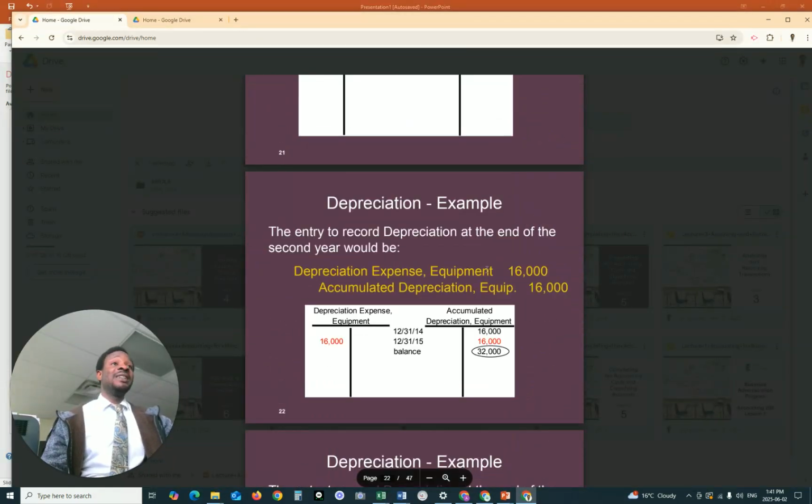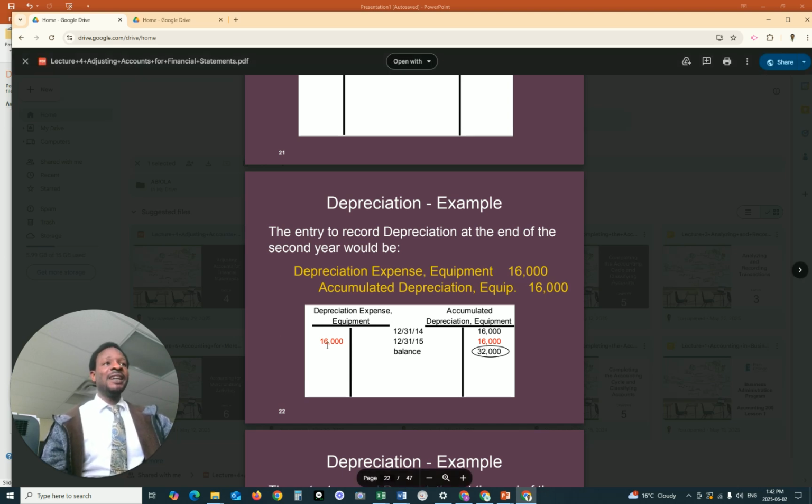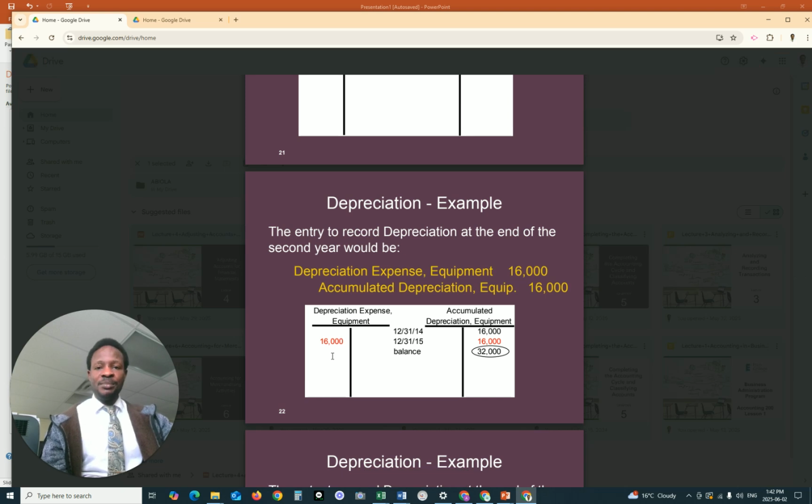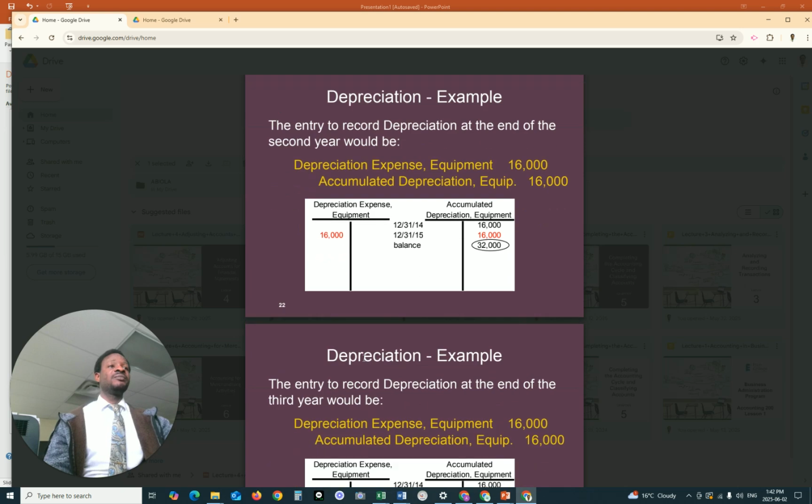Example, the entry to record at the end of the second year, that's another 16,000 depreciation expense account, and depreciation accumulated is 16,000. This is the total that has been reduced from the asset, which is 32,000 total. So in year 2 ending, 16,000 was used, which means 32,000 is in the credit side to reduce the value of asset. So depreciation expense is in the debit. Expense is debited always. Increase in expense is a debit entry.